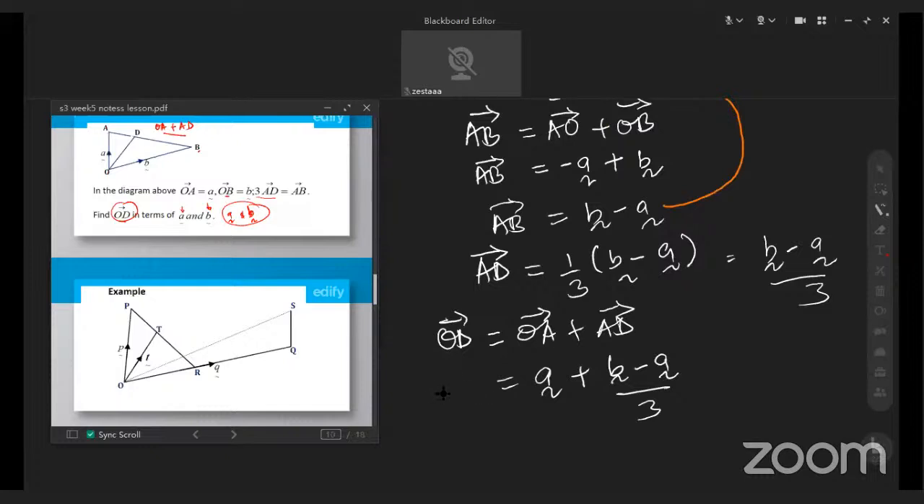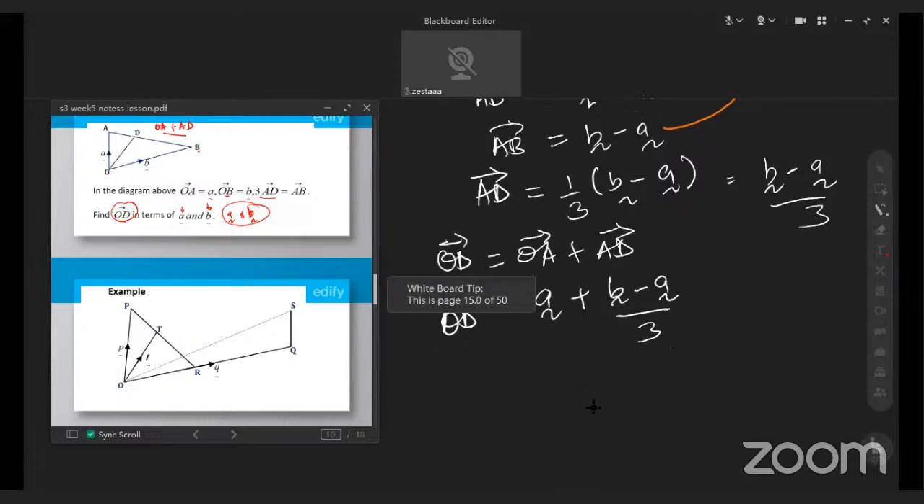Please don't leave it in this form. You're supposed to remain with only 1A and then 1B in your equation. So we put this one over 1. Get the LCM here, which is 3. 3 by 1 will be 3A, plus B minus A, all over 3.